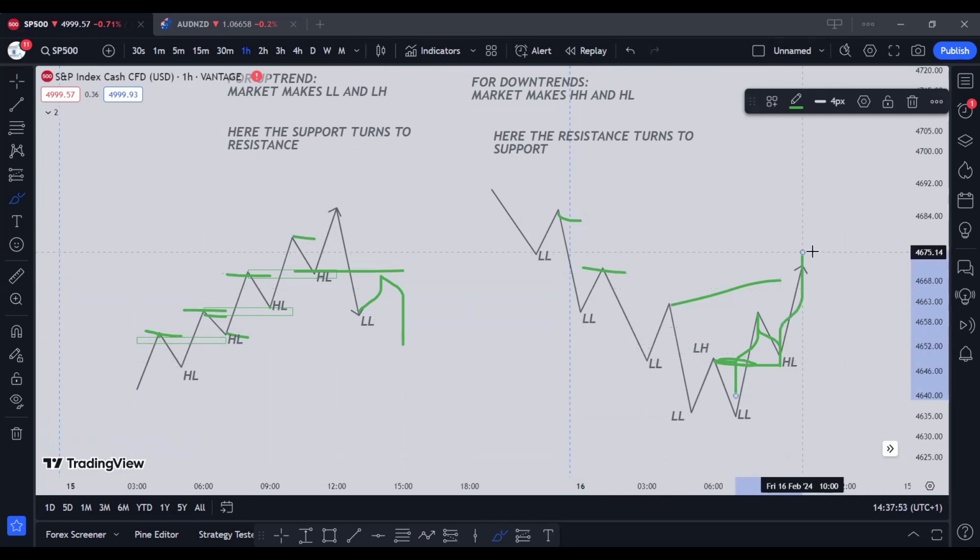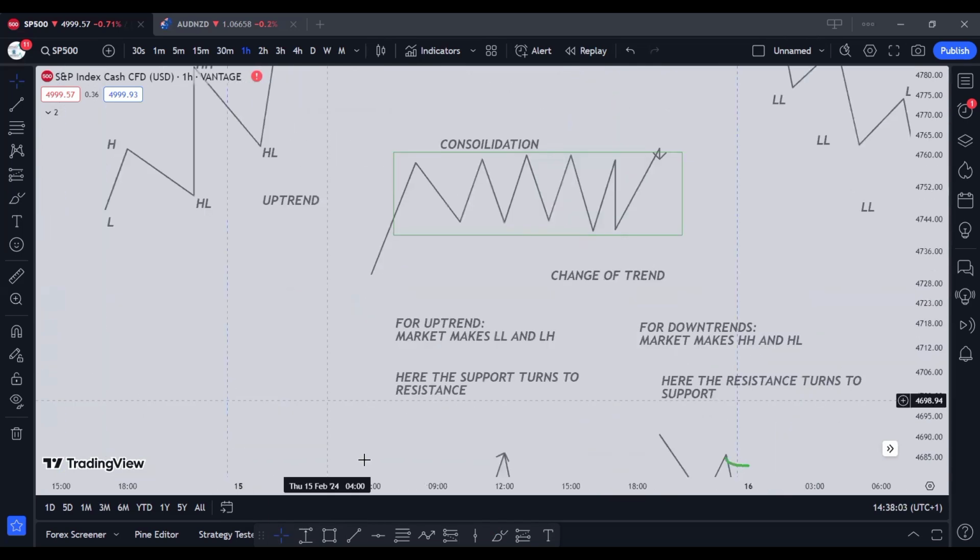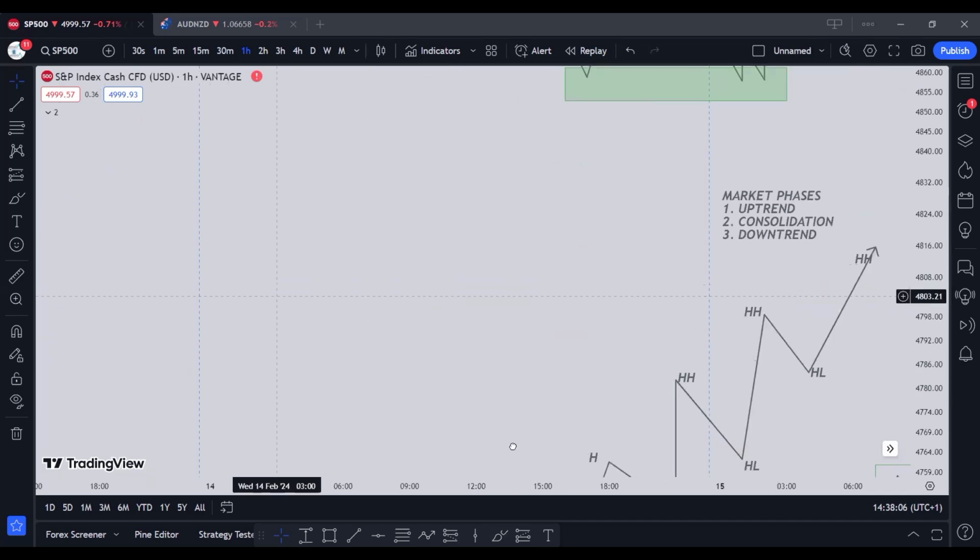Remember, I told you that we're buying from support and we are selling at resistance. That is the goal of Forex. I want to buy at support. I want to sell at resistance. So let's go onto the chart right now and see how this has been playing out.